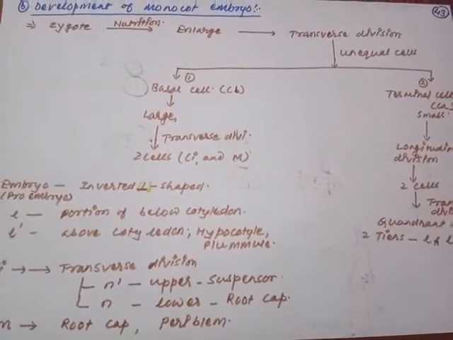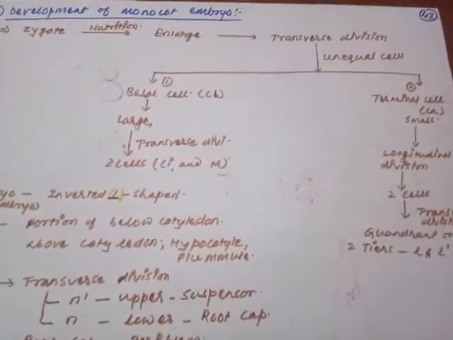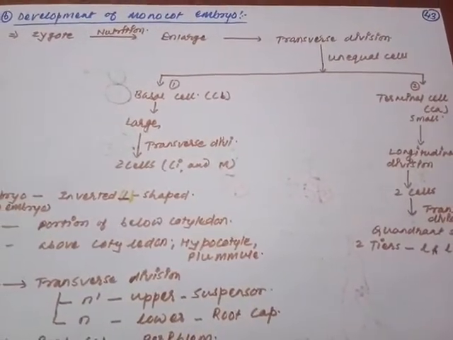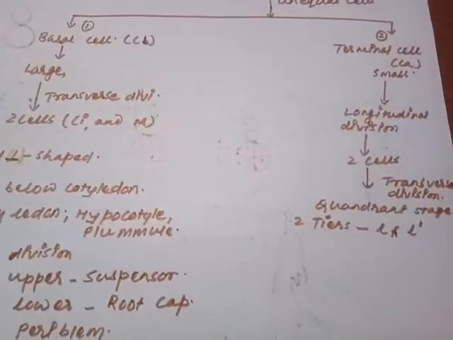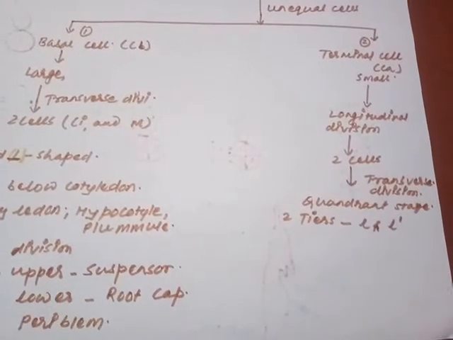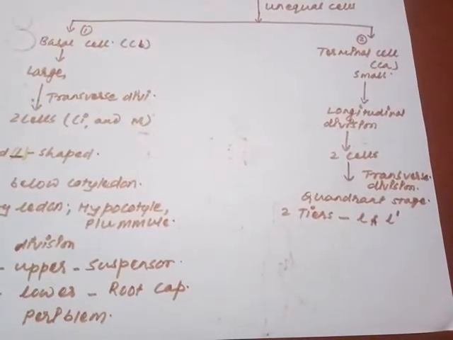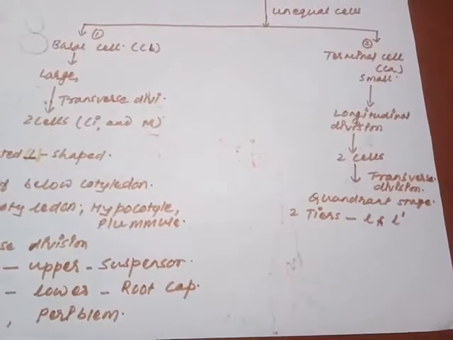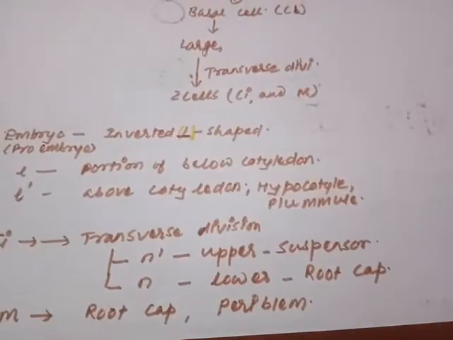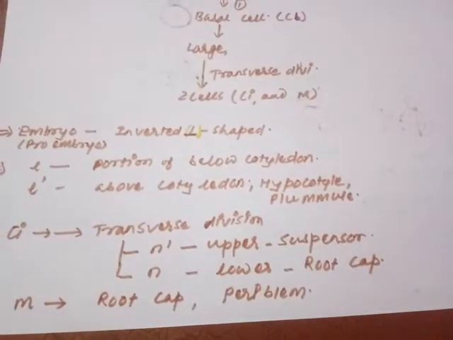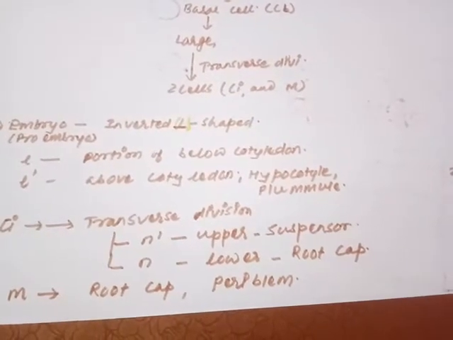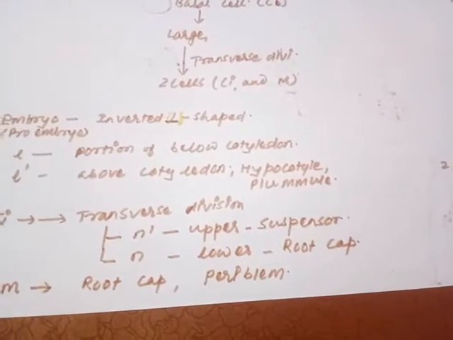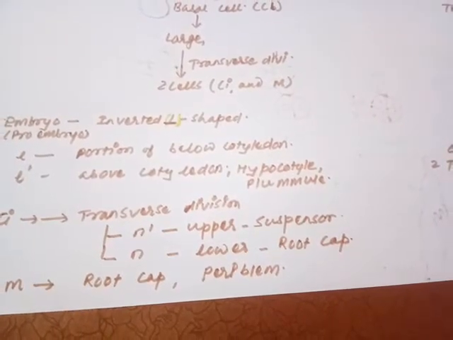In the monocot embryo, the zygote enlarges, then transverse division gives CB, the large basal cell, and a terminal cell; the basal cell divides transversely into two cells, CI and CM. The terminal cell is the embryonal cell, the small cell, CA, the apical cell. It divides longitudinally into 2 cells, and then transversely, forming a 4-celled quadrant stage, with L and L dash arrangement. The shape of the embryo is inverted T. So of the 2 cells, L is going to form the layers below the cotyledon, and L dash forms the layer above the cotyledon. So that will form the plumule, while L is going to produce the radicle.